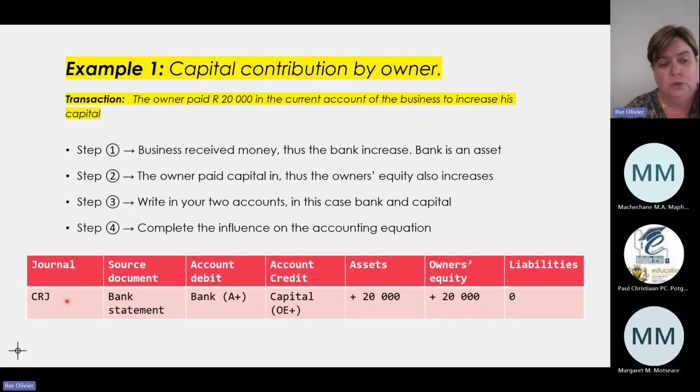Then we complete the influence on the owner's equity. For instance, your journal, you receive the money, so it says CRJ. It was paid directly into the current account, so it will be a bank statement. Bank is an asset that increases, and assets that increase are on the debit side. Owner's equity that increases is on the credit side. So assets increase, owner's equity increases, and your liabilities is 0.